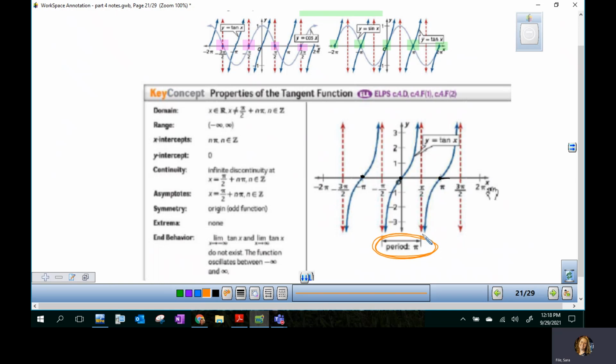Does that make sense? So that means when I'm writing an equation or I have an equation and I want to know the period, instead of the period being 2 pi divided by b, like it was for sine and cosine and for secant and cosecant, it's going to be pi divided by b because the parent function period is just pi.